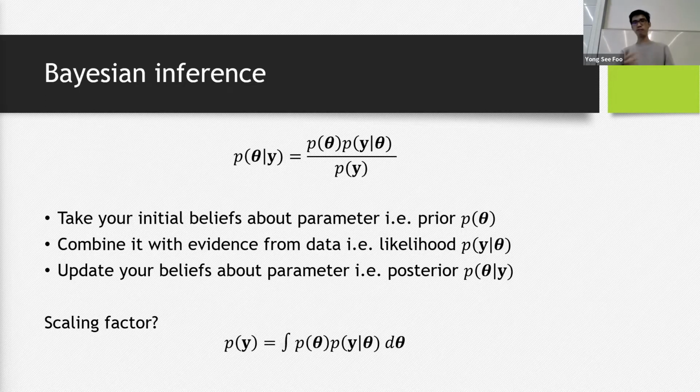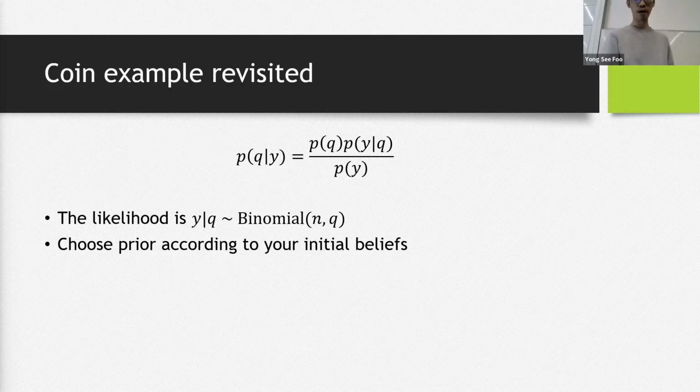Okay, so the scaling factor, I said before, it's a messy sum, but if your parameter is continuous, then you have to do some sort of integral instead. So it's some messy integral. We're not really going to talk about that too much, and so I'll move on for now.